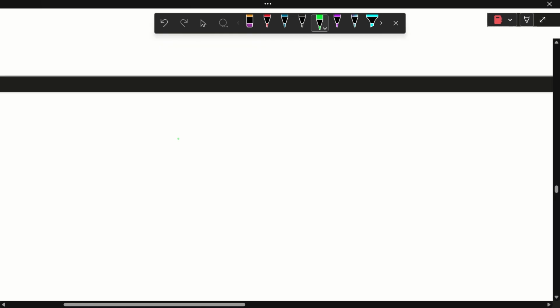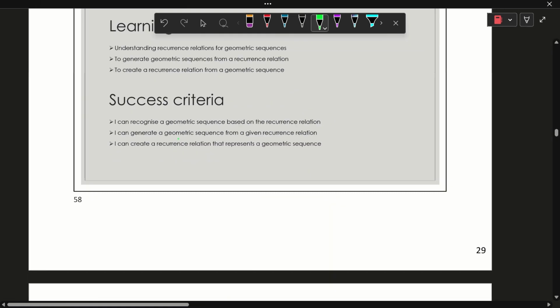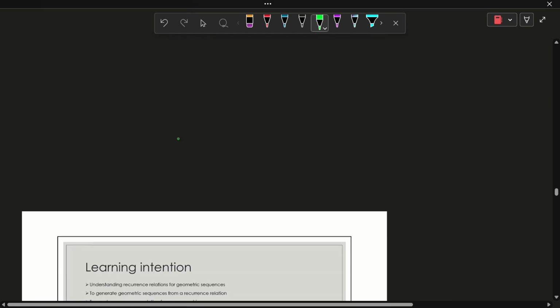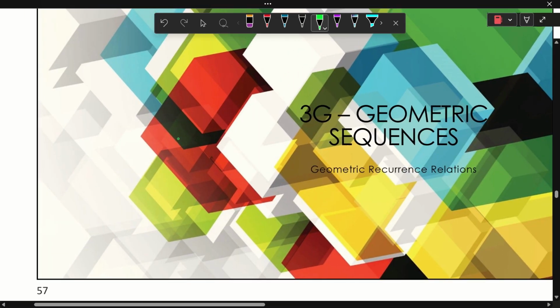All right, let's do 3G now. Let's go to this page. 3G, slide number 57 or page 29. Okay, for this part of the lesson, we're going to learn about recurrence relations.